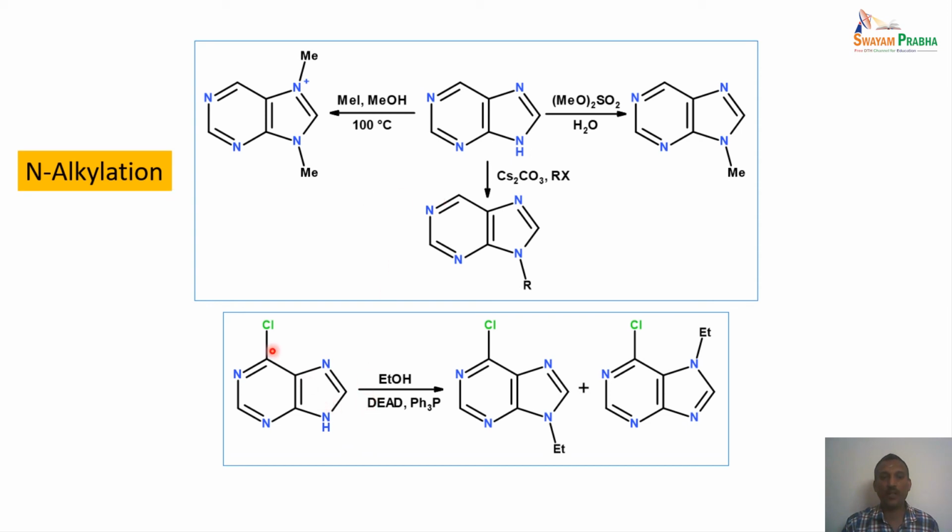And when we treat the substituted purine with ethanol as the alcohol in the presence of diethyl azodicarboxylate and triphenylphosphine, that is Mitsunobu reaction conditions, this gives the N-alkylated derivative. In this particular case, we have the N substitution on this particular nitrogen or on the other nitrogen. So these are the two different products that are possible.